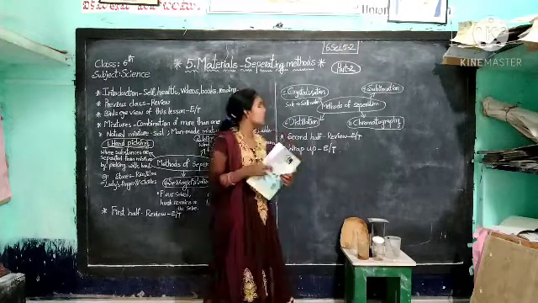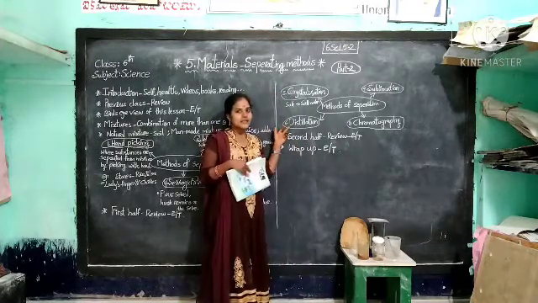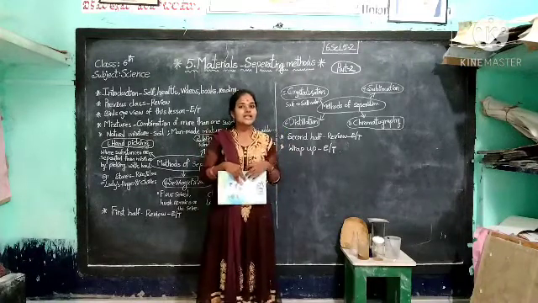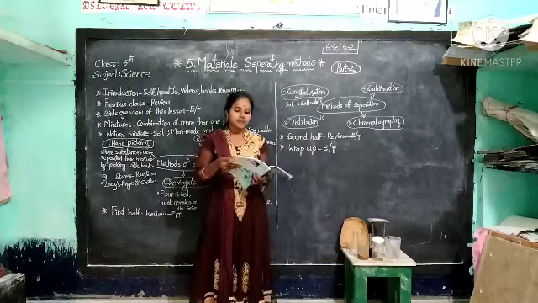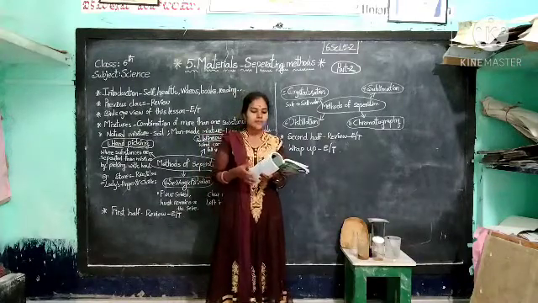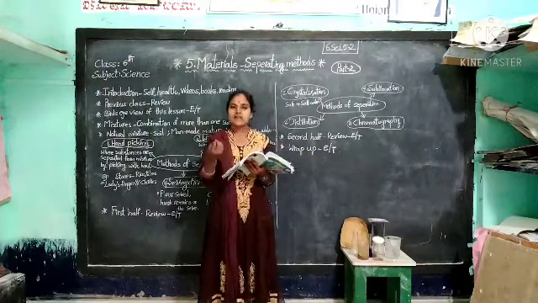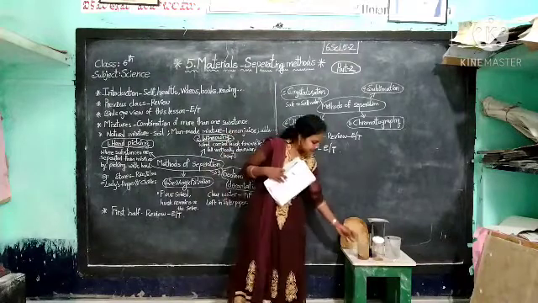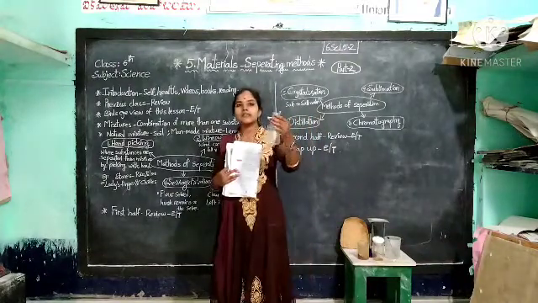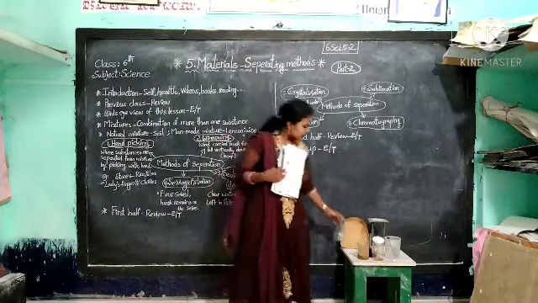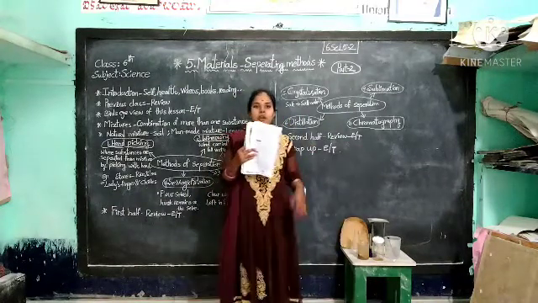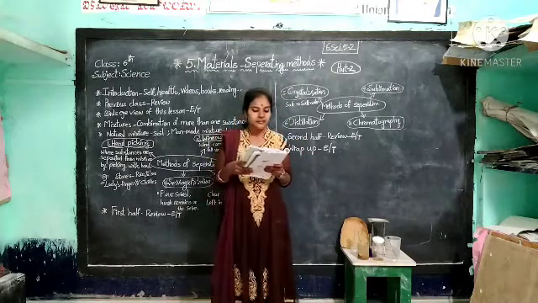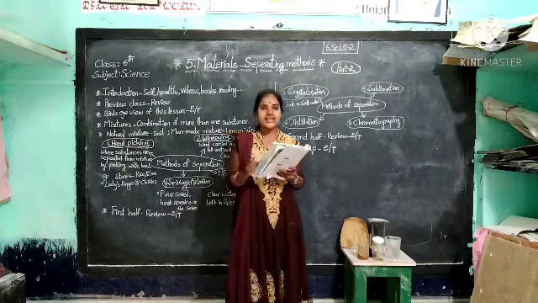Okay, next one is about distillation. What is it, children? Distillation. Have you ever heard the word distilled water? How do you get the distilled water from the normal water? See, here to get the distilled water from normal water, we need the water, two conical flasks, and next one rubber cork and delivery tube and Bunsen burner and stand also.